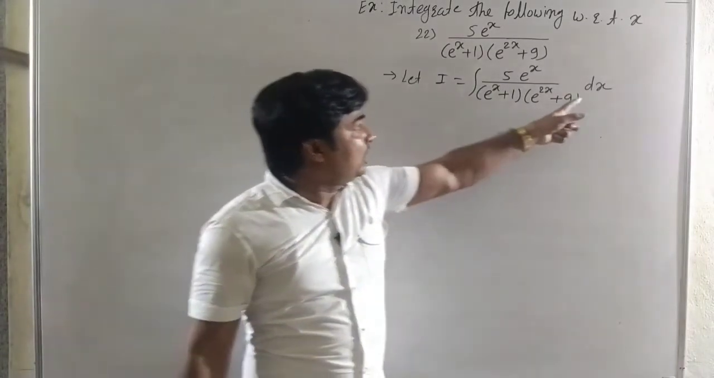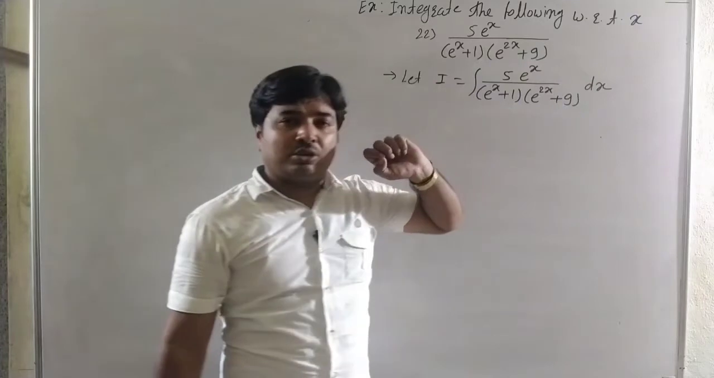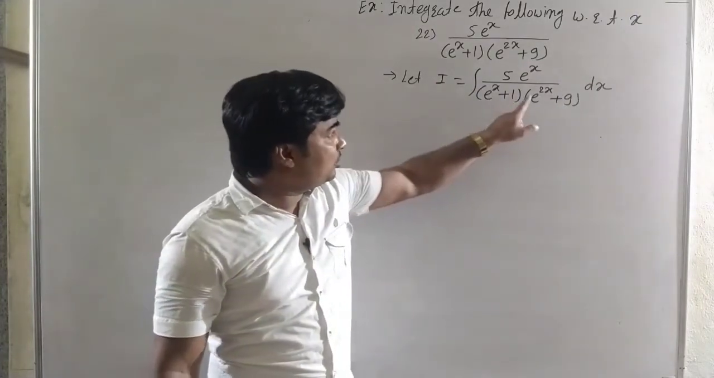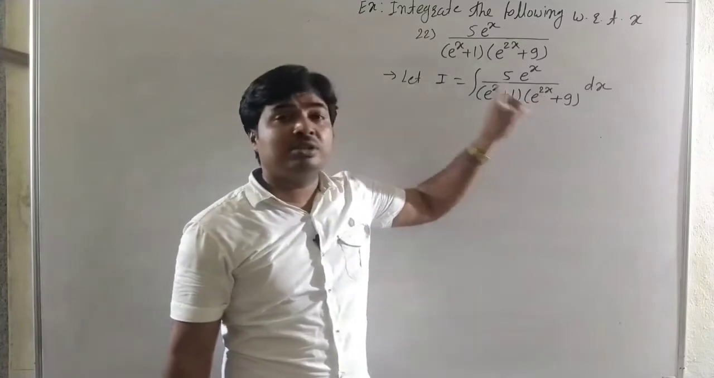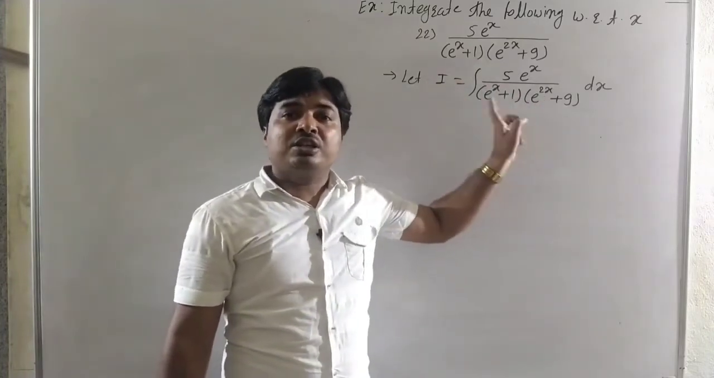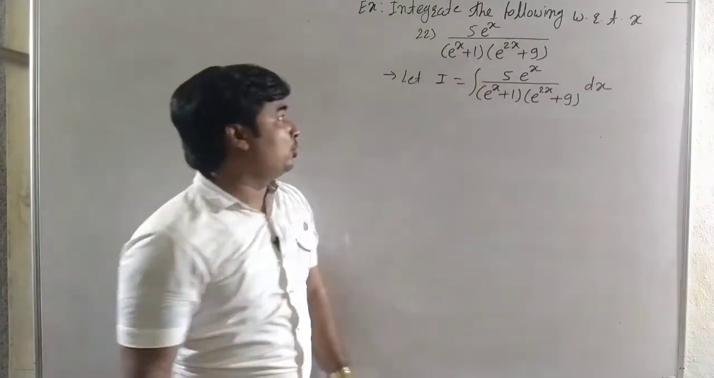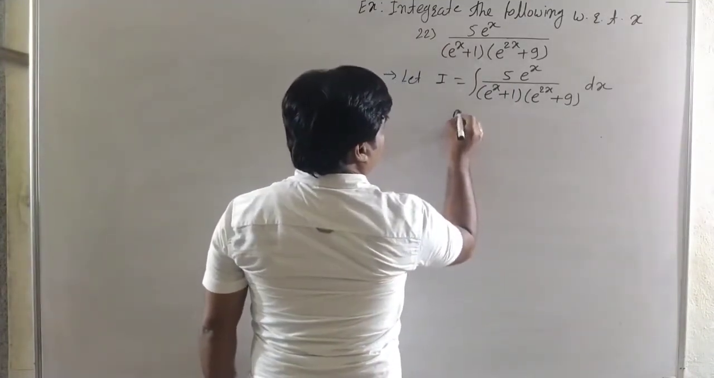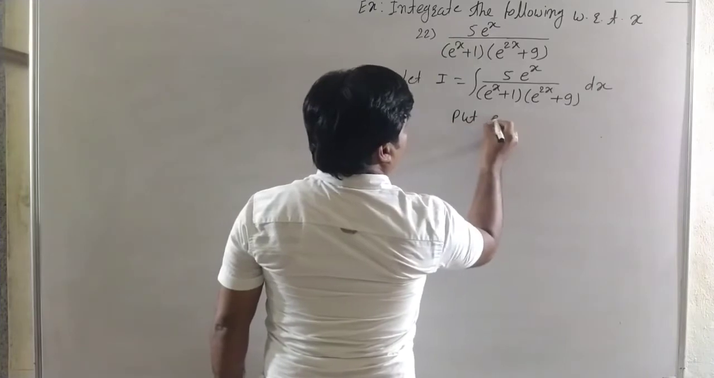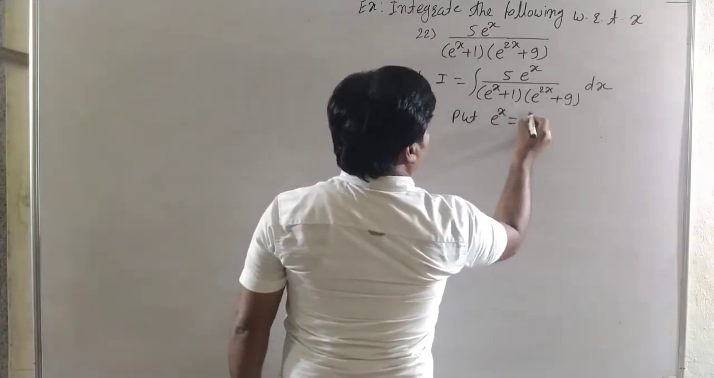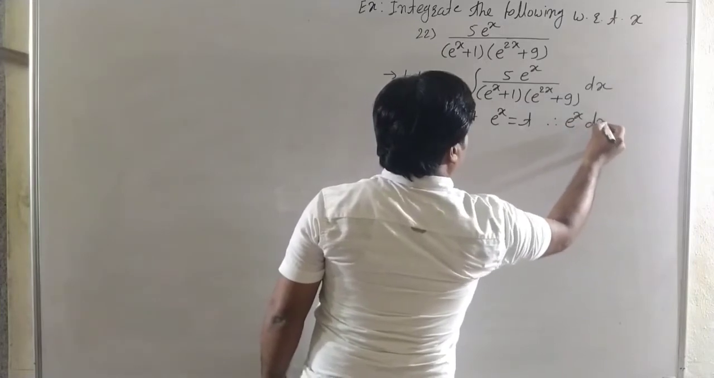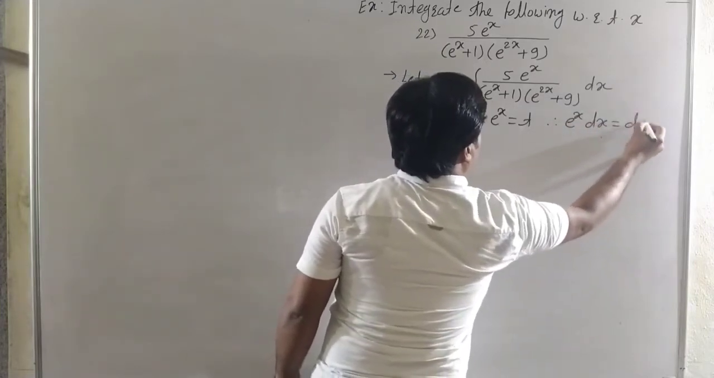Here, in the multiple of dx there is an e^x. Okay, we put e^x equal to t. Here it is e^x and here it is e^(2x), that means it is (e^x) squared. So here we put the substitution e^x equal to t, and therefore e^x dx is equal to dt.